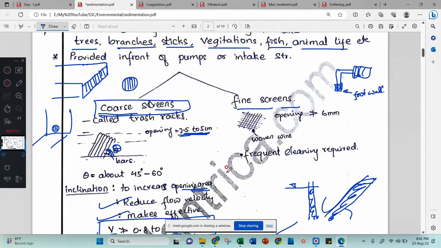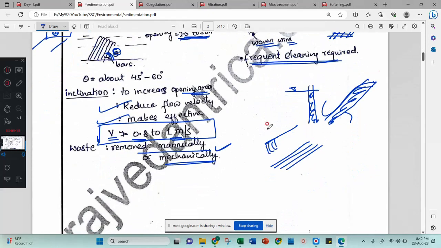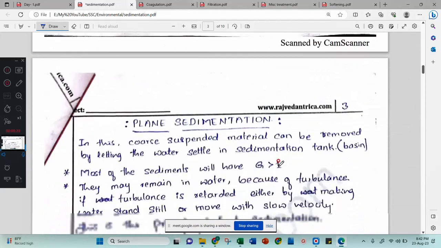If you come to the fine screens, they will be woven, means they will be of threads. Threads are woven like this, and there will be square meshes here. These mesh dimensions are not greater than 6 mm, means very small openings will be there, and this will be used in the fine screens. But the demerit of this one is frequent cleaning is required, otherwise choking, that problem will be there in the fine screens. Understood? This is all about screening.